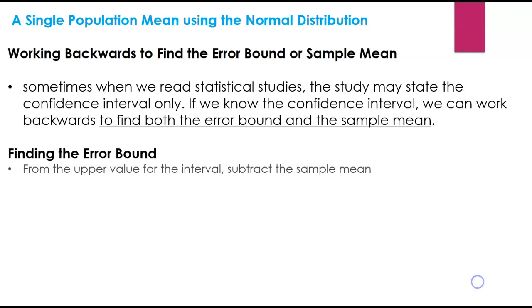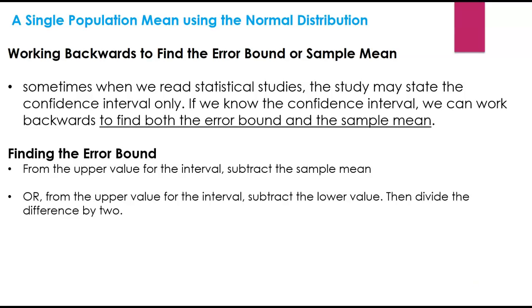Finding the error bound. From the upper value of the interval, subtract the sample mean. Or, from the upper value of the interval, subtract the lower value, then divide the difference by 2. Of these two methods, usually the second one is more universally applicable because oftentimes you do not know the sample mean. You might know the sample standard deviation, so the second one is probably going to be more useful.